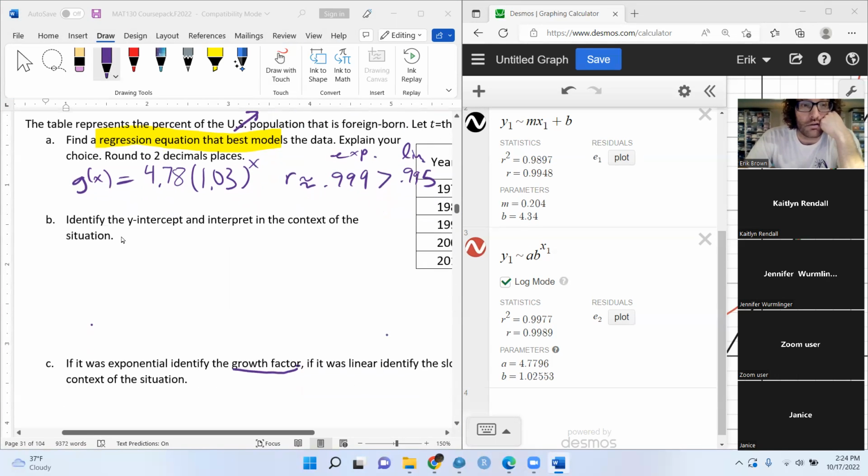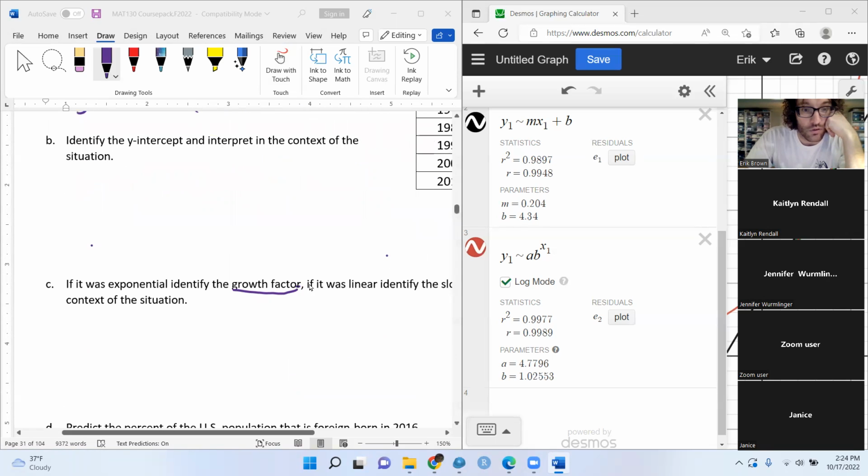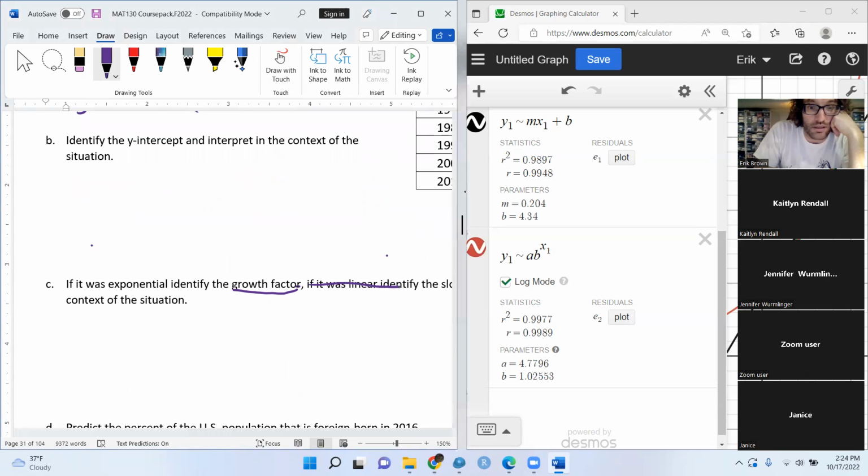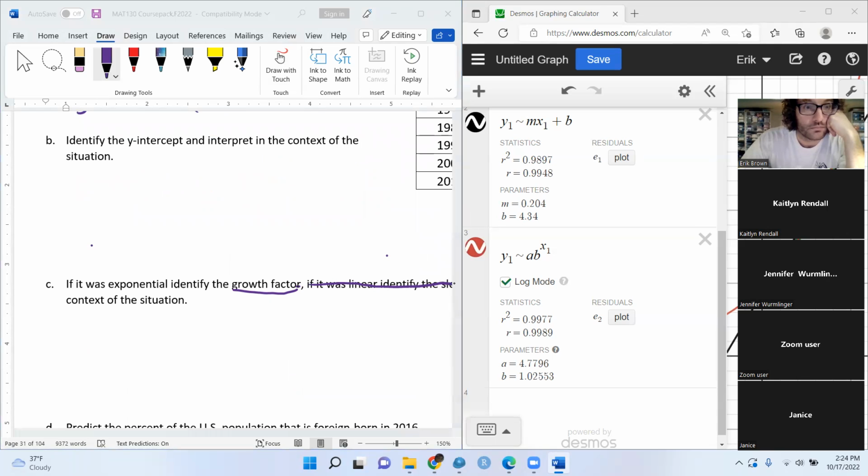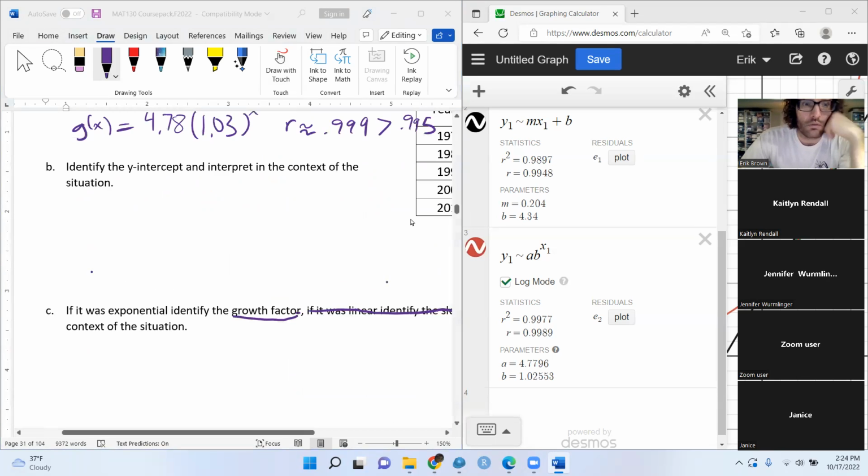From here on out, are you all good with how to do the y-intercept and the growth factor? Because we've identified that it's exponential, none of this other stuff matters, right? It's not linear, so we're not going to talk about the slope.